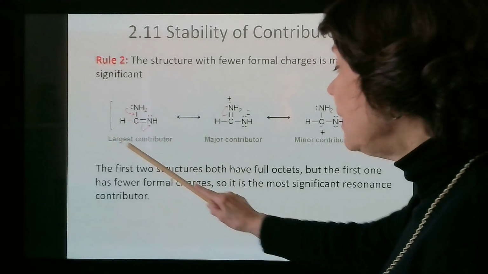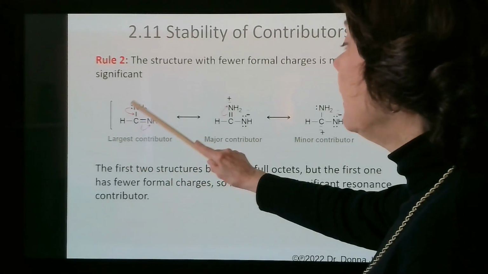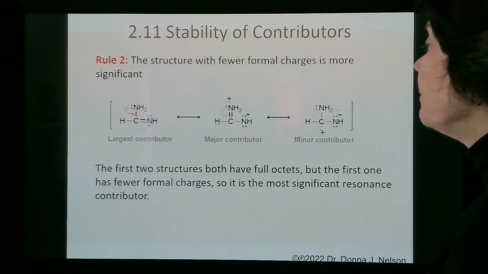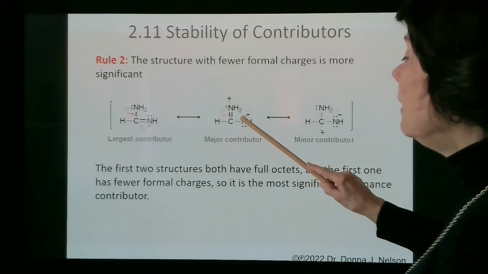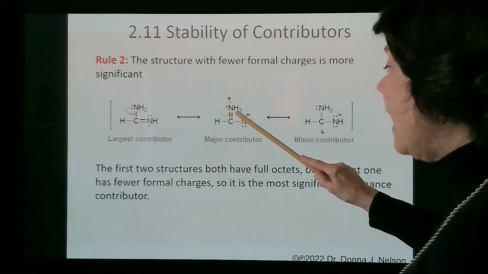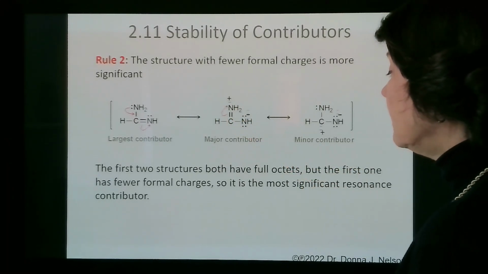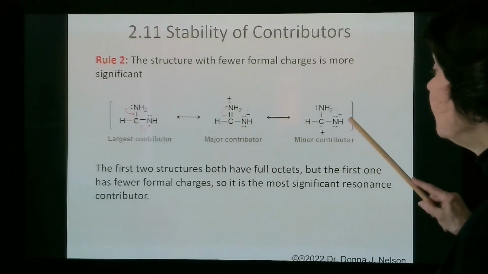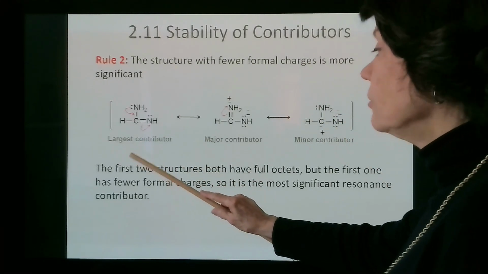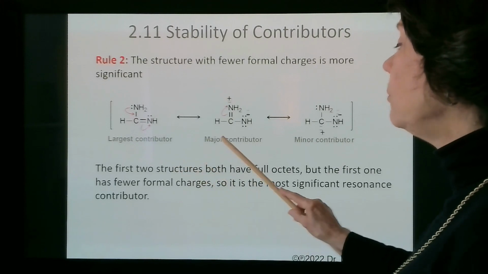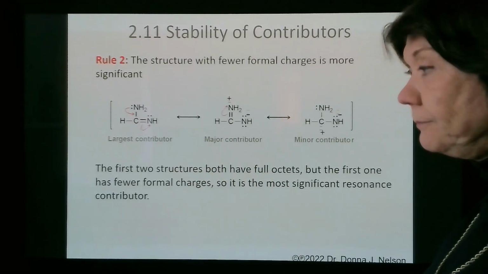And so this one is the largest contributor. This one is second because each atom is surrounded by 8 electrons. You have full octets, but here carbon is surrounded by only 6 electrons. So this is the largest contributor. This is a major contributor.